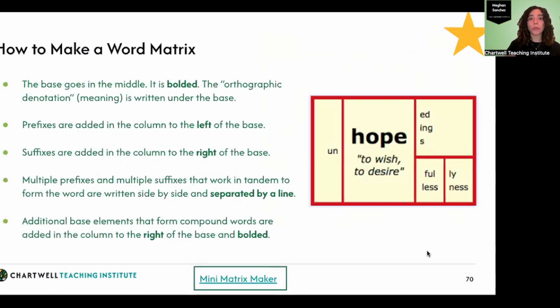So how to make a word matrix. Base goes in the middle here and it's in bold. And right below it is the orthographic denotation, or the etymological meaning of that word. Prefixes are added in the column to the left of the base, and suffixes are added in the column to the right of the base. Multiple prefixes and multiple suffixes that work together to form a word are written side by side and separated by a line. So we see hopefully.